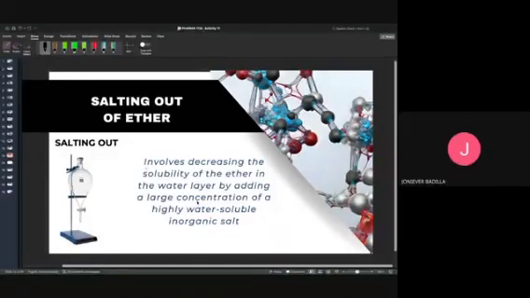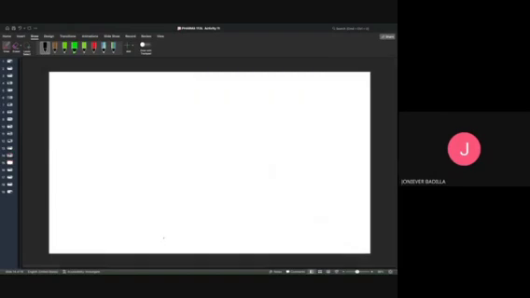So moving on with the activity, as presented in your manual, you have what we call the salting out of ether. We have a separatory funnel. Suppose we add ether and we add water. Since they possess different polarity, ultimately you will observe a heterogeneous mixture. However, if we increase the concentration of water, it is possible for the ether to undergo miscibility.